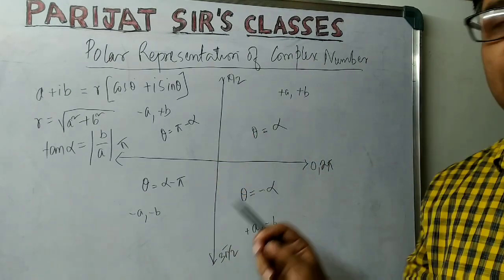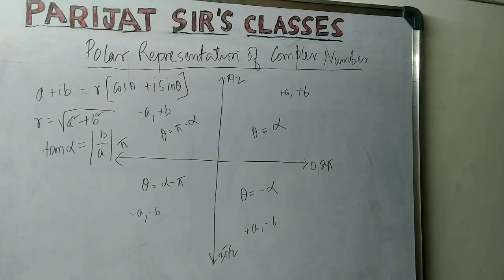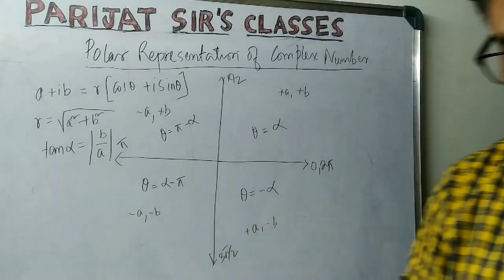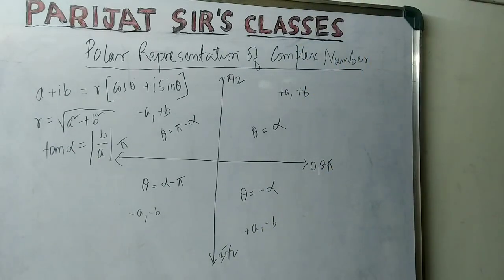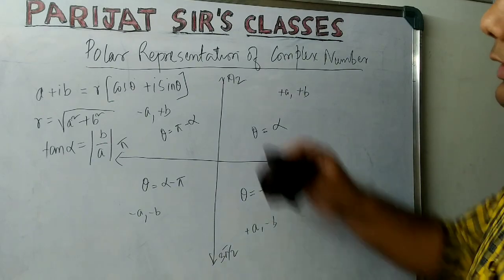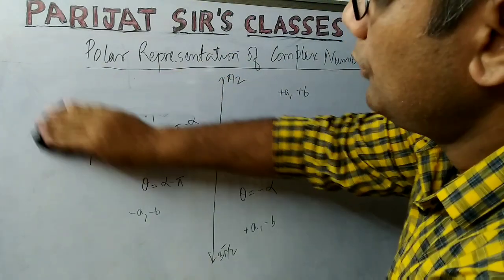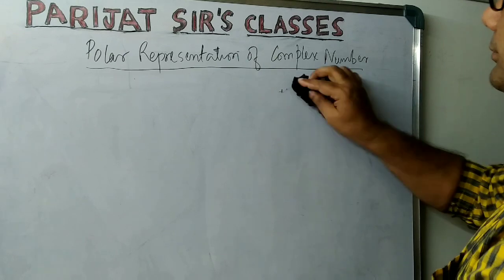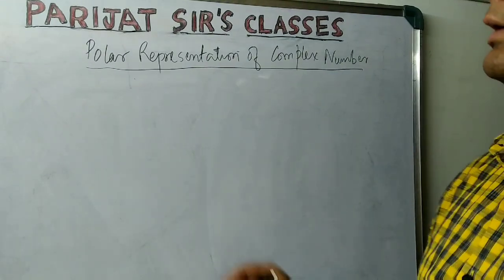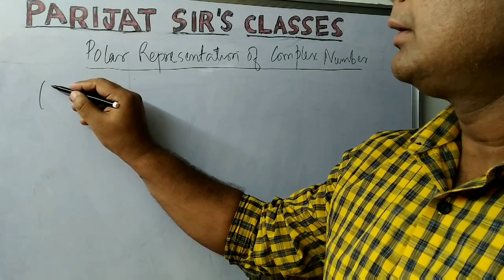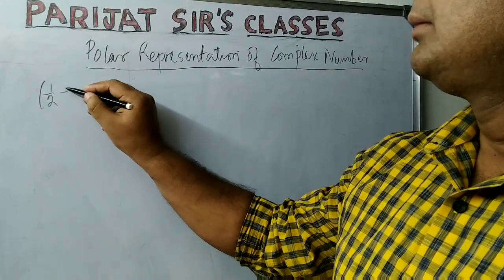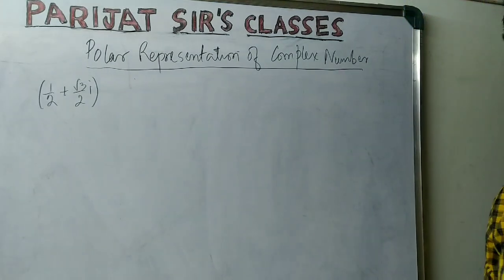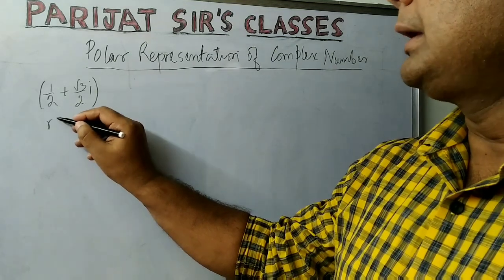Okay, so these things we have to keep in mind, and next I will show you how to represent the polar form of the complex number. So let us take an example and see. For example, if the complex number is given as half plus root 3 by 2 i, first of all, I'll find my r.